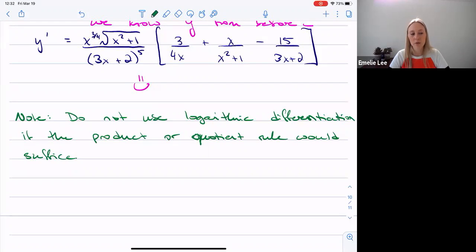Logs only help you though if you're multiplying or dividing, right? Because there's no log laws for addition and subtraction, so a little bit finicky there.